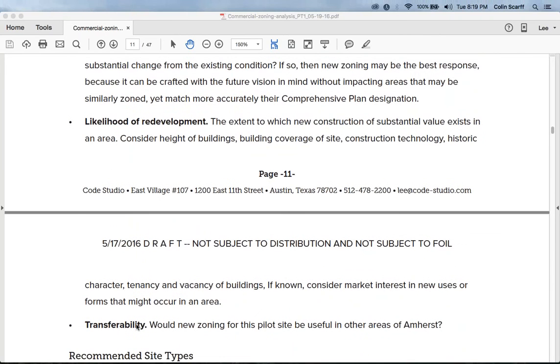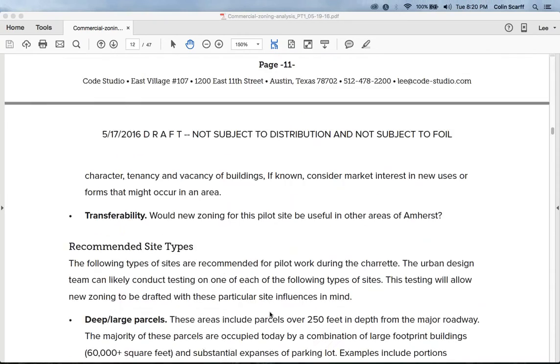And then, very important, the notion of transferability. If we figure out new zoning using a given site as a prototype, is that zoning likely to be usable in a variety of areas around town? That's definitely one of the keys.